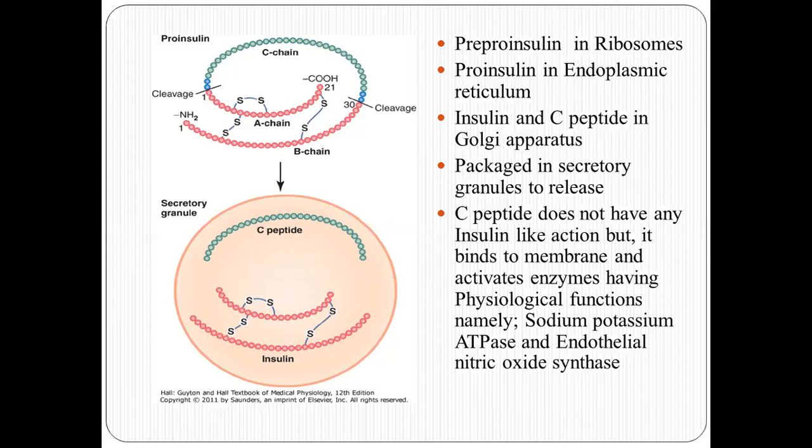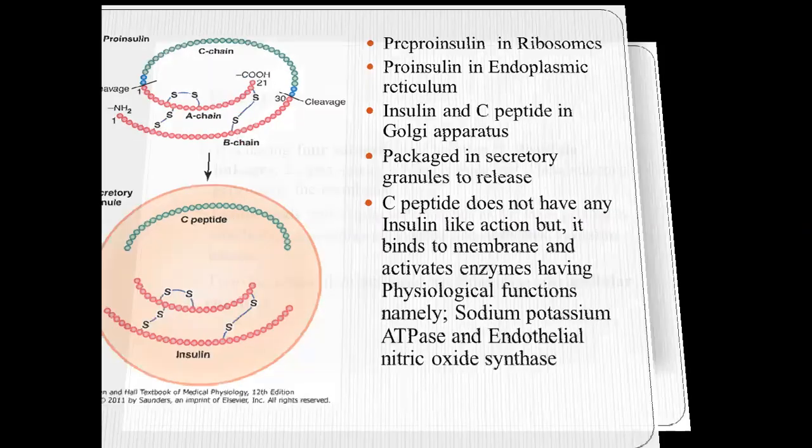As such, the C peptide does not have any insulin-like action, but it binds to the membrane and activates the enzymes which are important for physiological functions. The enzymes may be like sodium potassium ATPase or endothelial nitric oxide synthase. So these will be the enzymes which are important for physiological functions. Along with the insulin, this also activates some of the enzymes and helps in metabolism.